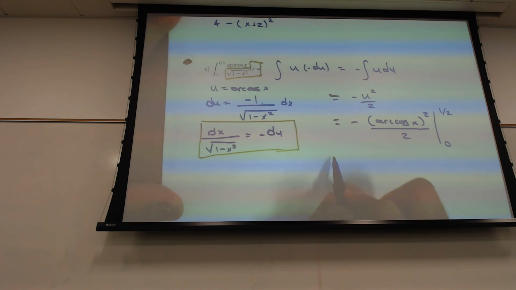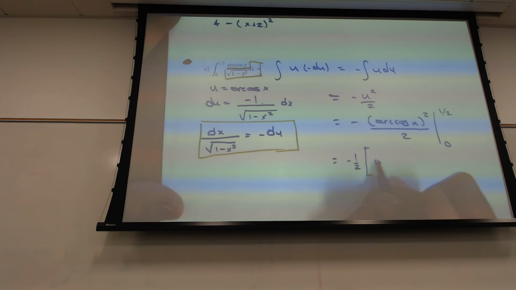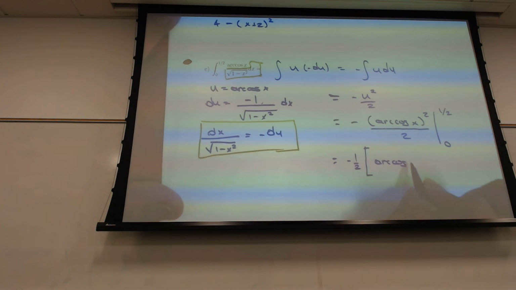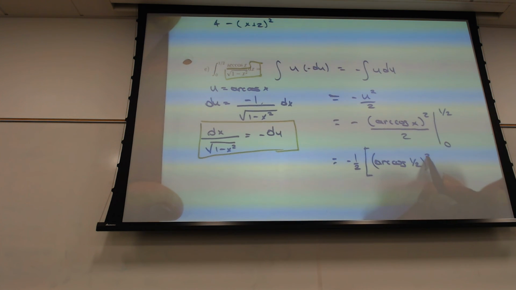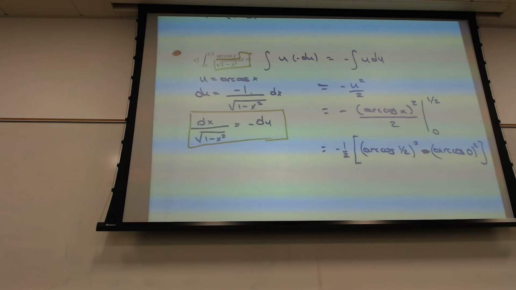Let me take this negative 1/2 and do arc cos 1/2 quantity squared minus arc cos of 0 quantity squared. Okay, so first of all, what's arc cosine of 1/2?